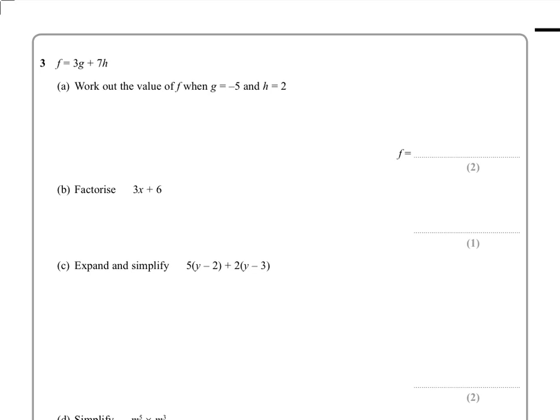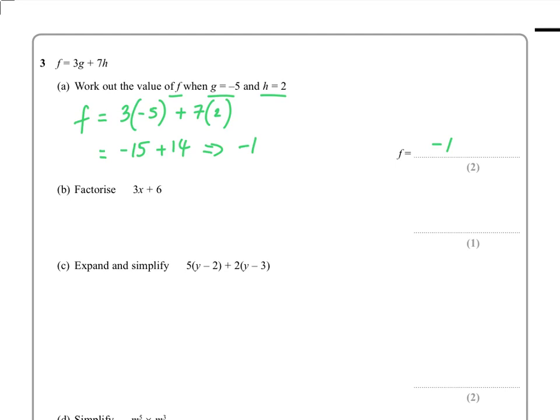For this question, you're asked to work out the value of f when g is -5 and h is 2. So we would have f equals 3 lots of -5 plus 7 lots of 2. And that would be -15 plus 14, which would be -1.